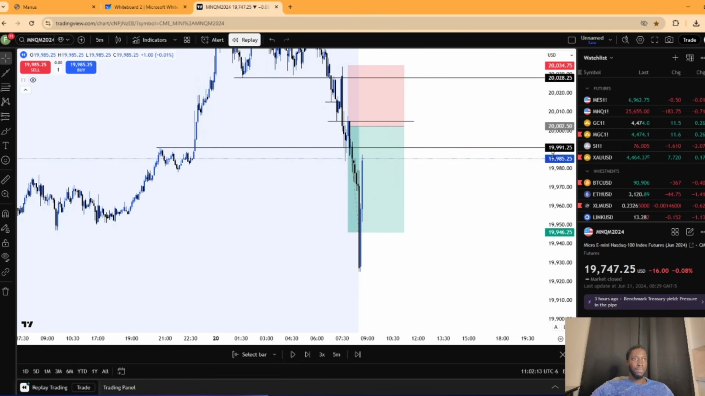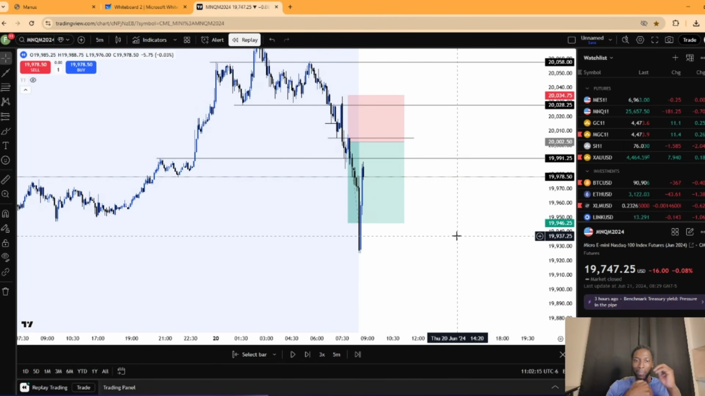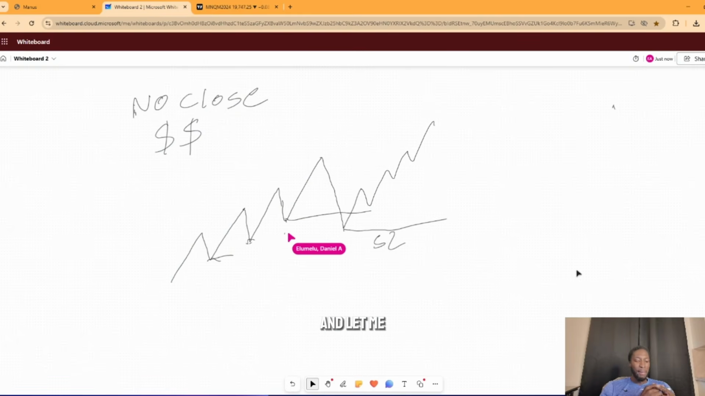Boom. TP hit. That's liquidity in a nutshell. You see how it works? We also call it manipulation. Liquidity is also known as manipulation. So let's go back to the whiteboard and let me break down the different types of liquidity.